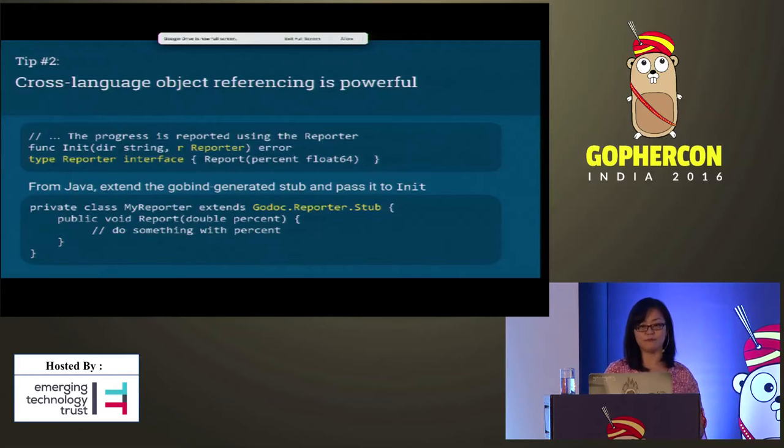So we can take advantage of Go interface. Here, I define the Reporter interface, and we can extend this GoBind-generated class for the Go interface Reporter, and then pass it to init. As progress is made, the Go side will call this report, and you can do whatever you want, like a nice progress bar, or some better UX thing. So it's very powerful, so use it judiciously.